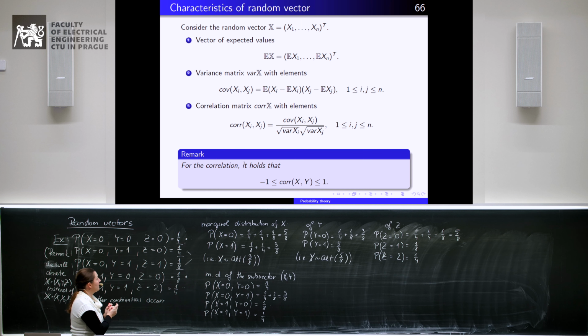Okay, and now when we have a random vector and we can work with marginal distributions, we can derive the characteristics of random vector.